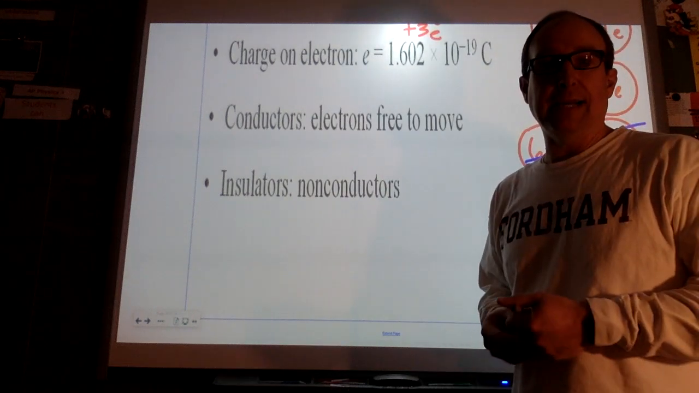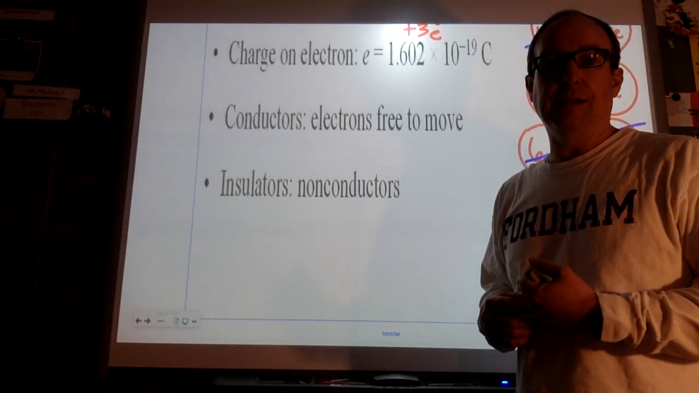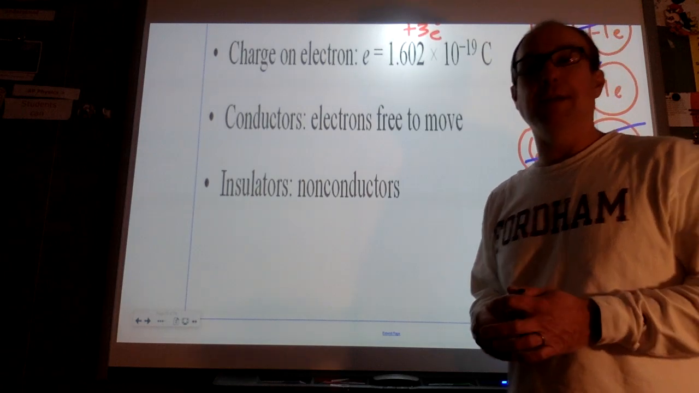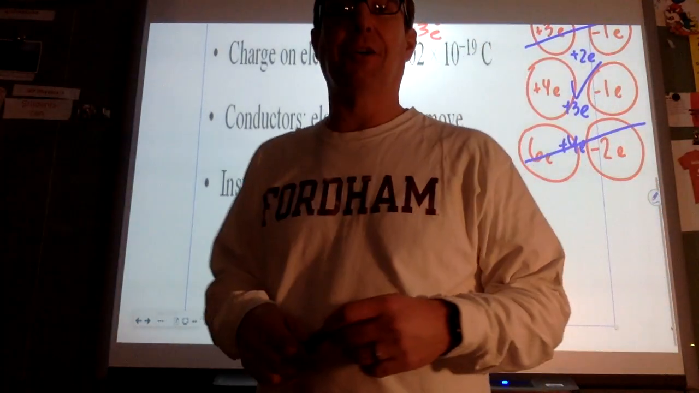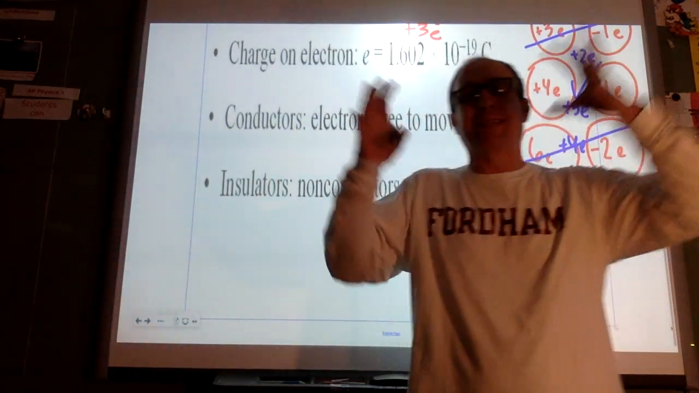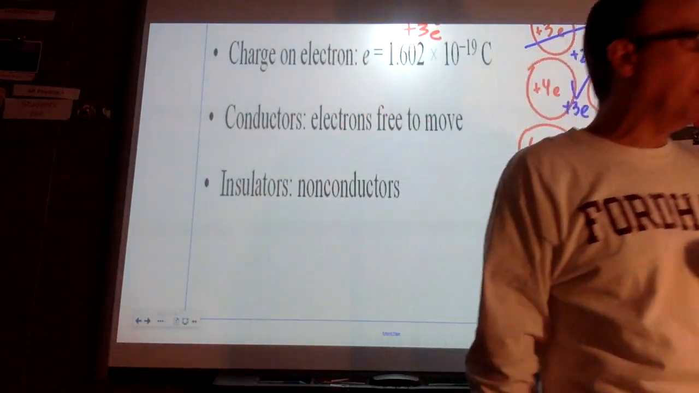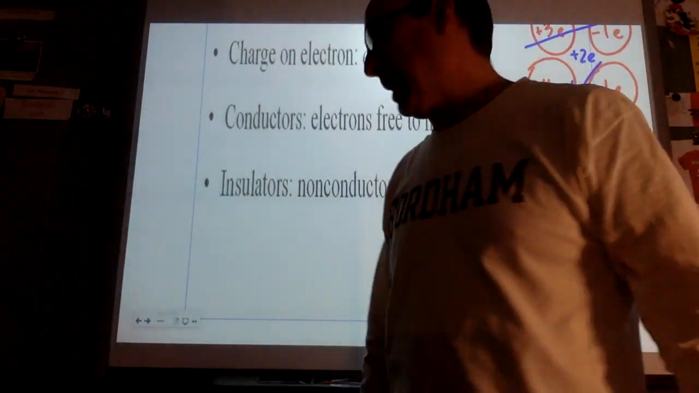Electrons, charge moves freely on a conductor and it resides on the surface. It wants to get as far away as possible. Inside, I am safe.